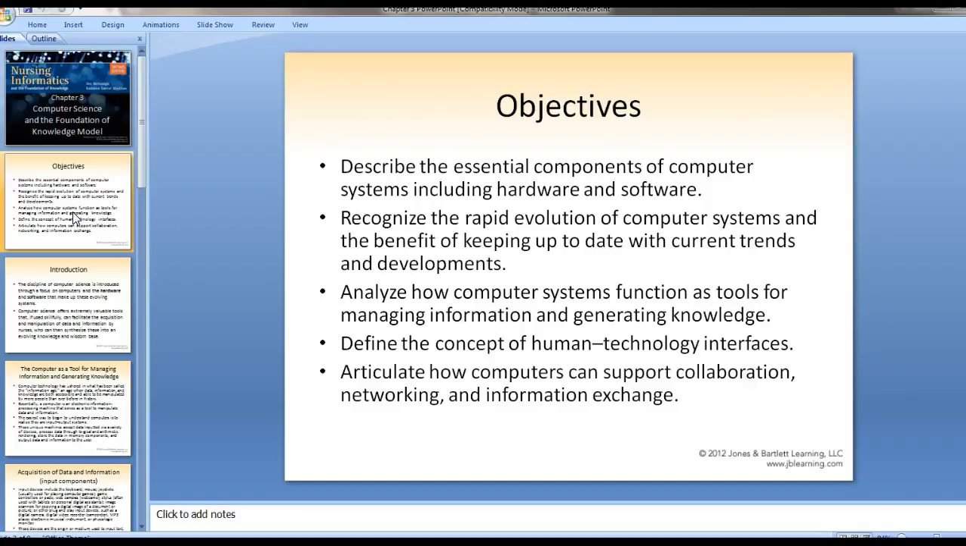We're going to recognize the rapid evolution of computer systems and the benefit of keeping up to date with current trends and developments. We're going to analyze how computer systems function as tools for managing information and generating knowledge. We're going to define the concept of human-technology interfaces and articulate how computers can support collaboration, networking, and information exchange.